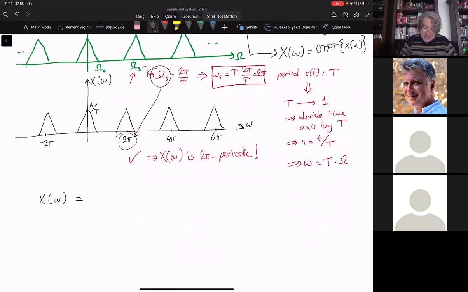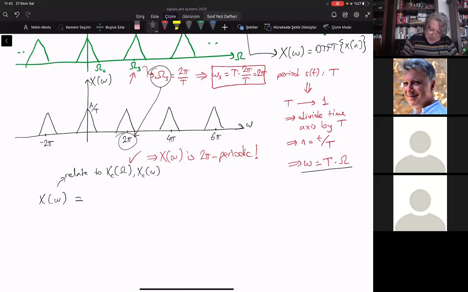How can I say it? First of all, there are infinitely many replicas of x sub c of omega. So I'm trying to relate this to x sub c of omega. And the relation between capital omega and lowercase omega is that lowercase omega is capital T times uppercase omega. First of all, I can write it like this.